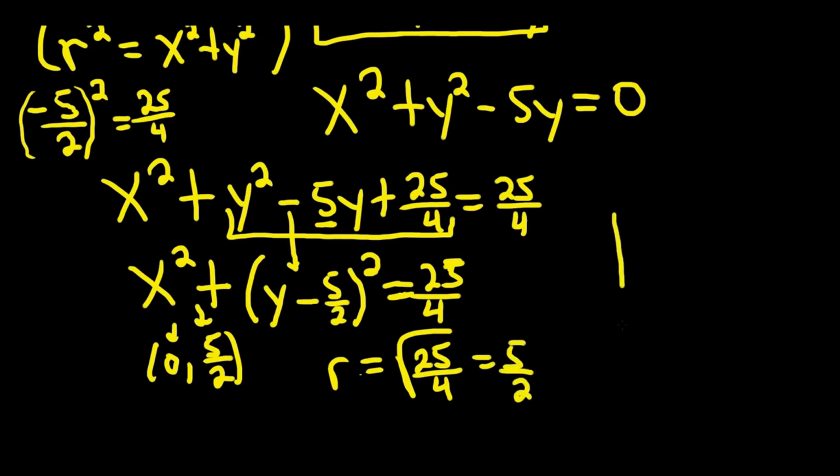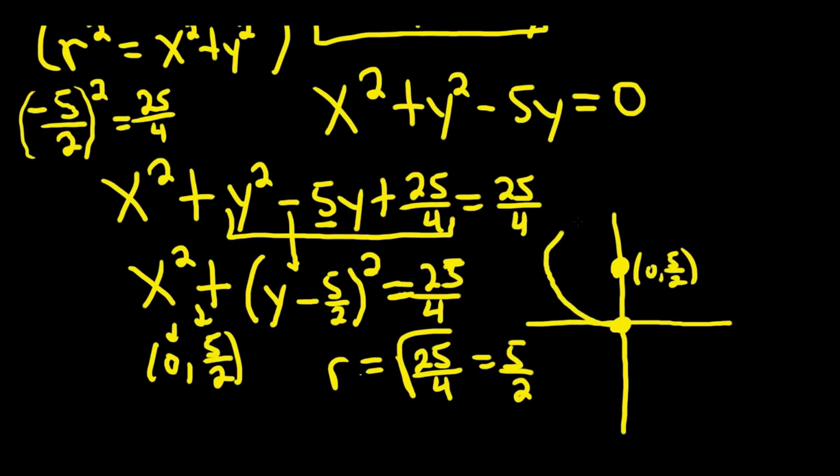So what you would do is you would plot your center. So (0, 5 halves) would be somewhere up here. And the radius is 5 halves. So if you go down 5 halves, it's just going to put you here, right? So if this is (0, 5 halves), and the radius is 5 halves, one of your points is down here. And then just do a rough circular sketch, and that's good enough. It's supposed to be a circle.